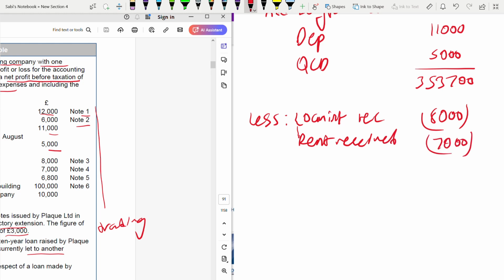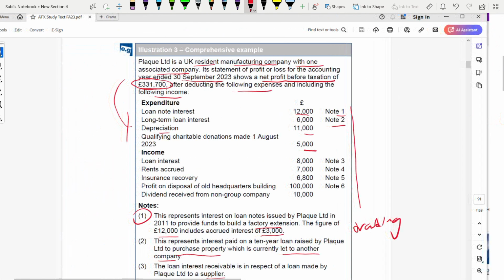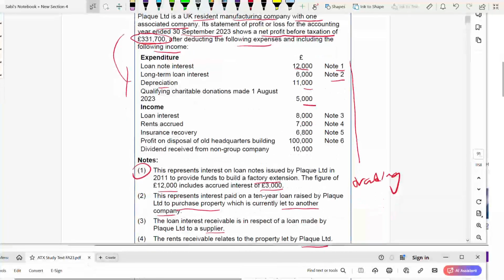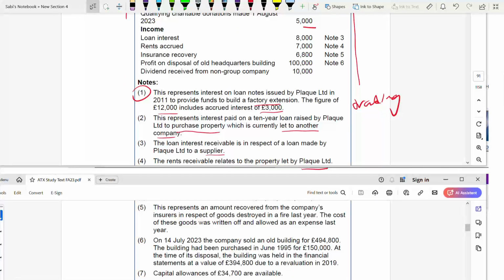Deduct. Next, insurance recovery, note 5. This represents amount recovered from the company's insurers in respect of goods destroyed in the fire last year. The cost of these goods was written up and allowed as an expense last year. So tell me, insurance, will you deduct or not? No, you will not, because it was allowed as an expense.